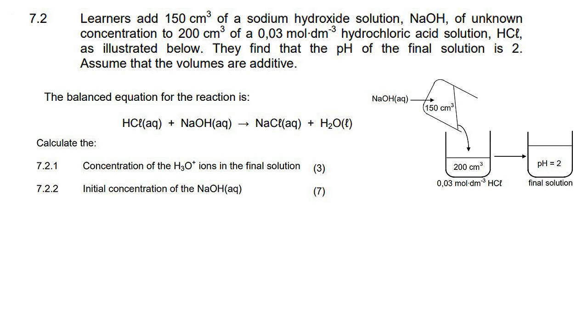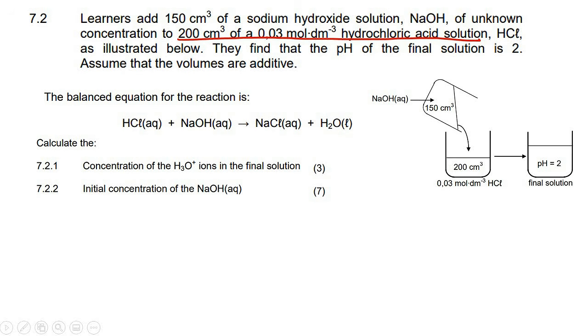So here we have a typical acid-base exam question where we're going to have a 7 marker coming our way. Love it. Okay, so they tell us that learners add 150 centimeter cube of sodium hydroxide of unknown concentration. So here it is. There's the 150 centimeter cube of NaOH, which is sodium hydroxide with an unknown concentration, and they add it to this hydrochloric acid solution. Okay, so there we can see the hydrochloric acid solution.